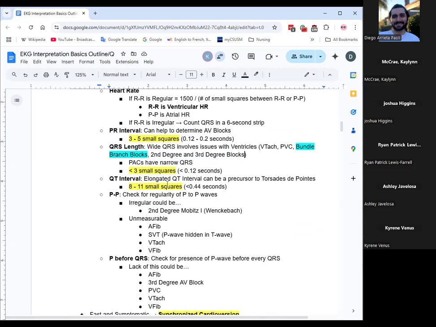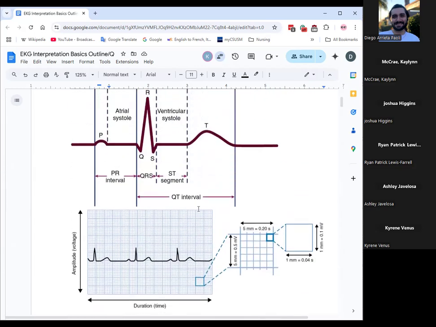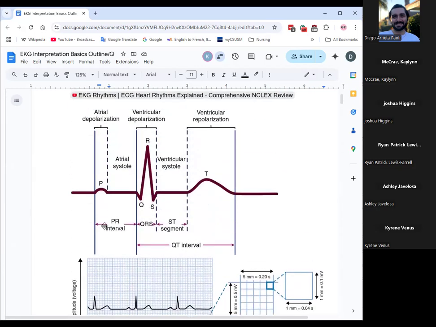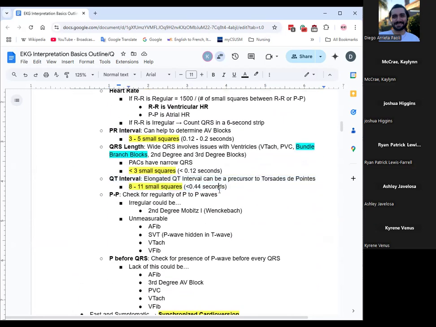And then lastly, you have the QT interval, which would be this part right here. So from that same cutoff point from the PR interval, the point right before it starts to dip, all the way until the end of the T wave is the QT interval. For the most part, the main thing with this one is Torsades points, but you don't really have to worry about that for this class. But he did mention in lecture that a normal QT interval is 8 to 11 small squares.